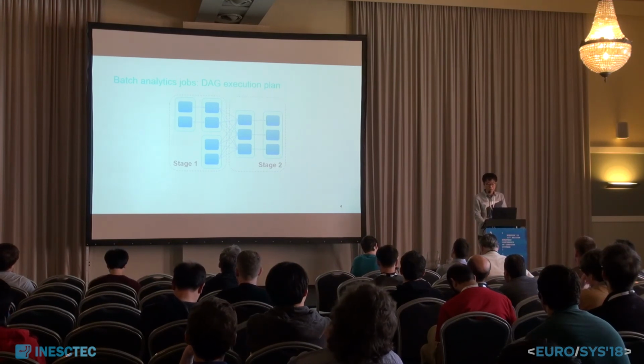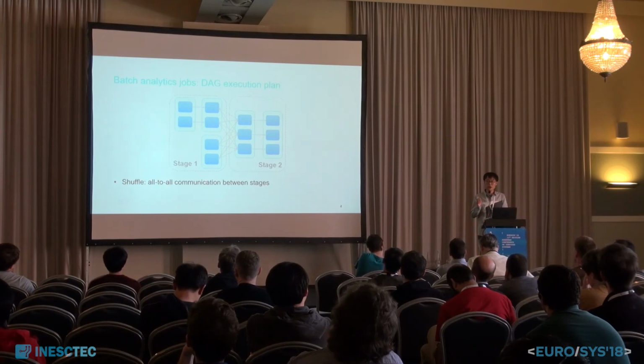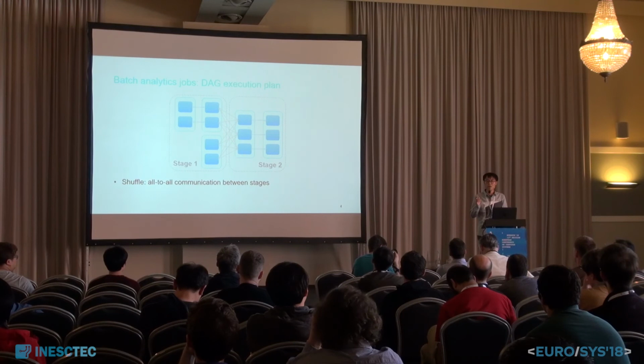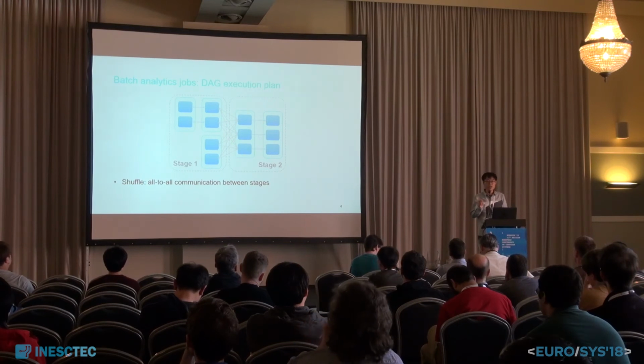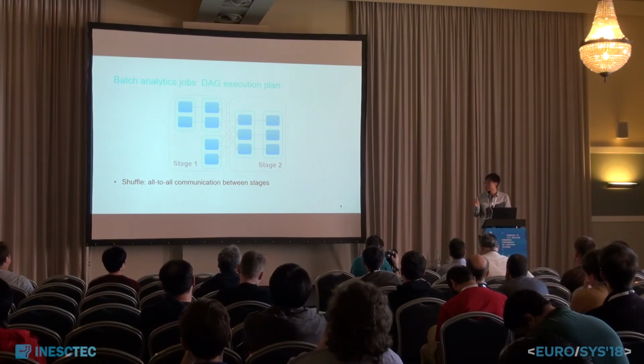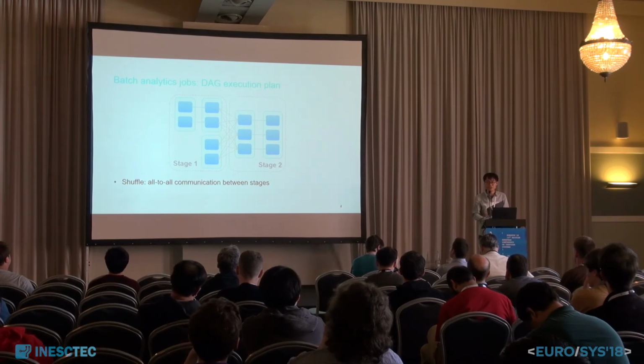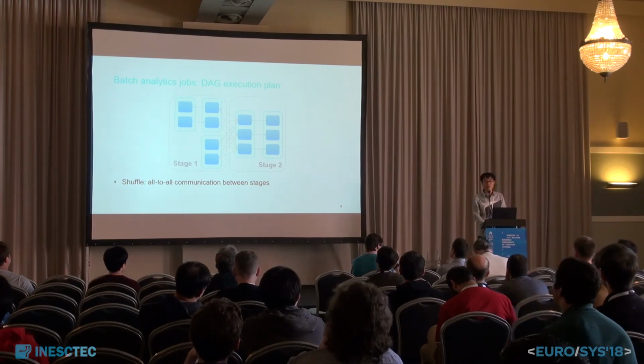If you have wide dependencies, then each task in the subsequent stage will have to retrieve a corresponding block from all the partitions in the previous stage. That means there is an all-to-all communication pattern going on between the two stages, and we call this communication pattern a shuffle operation.